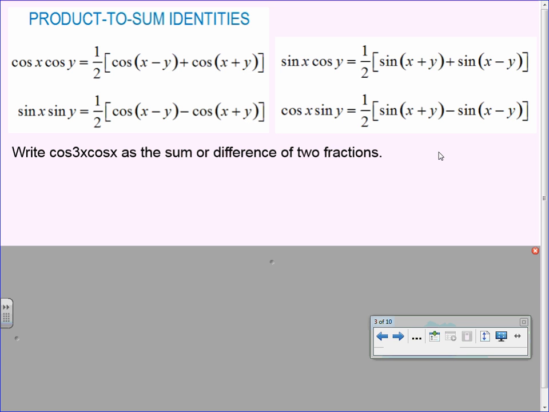You first want to look at what functions are being multiplied. Here I have a cosine times a cosine, which tells me I'm going to use the cosine x, cosine y identity. Whatever angle you see first, in this case a 3x, you're going to put in where you see an x in the formula. Whatever angle you see second, you're going to put in where you see a y in the formula. Those cannot change. X is always your first angle, y is always your second angle.